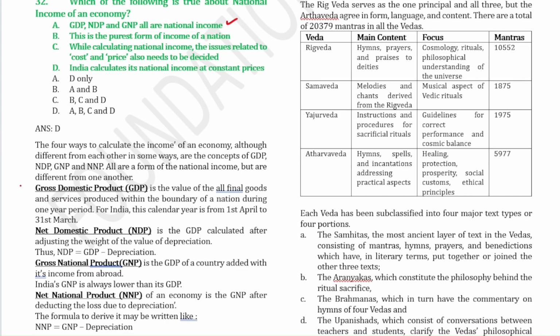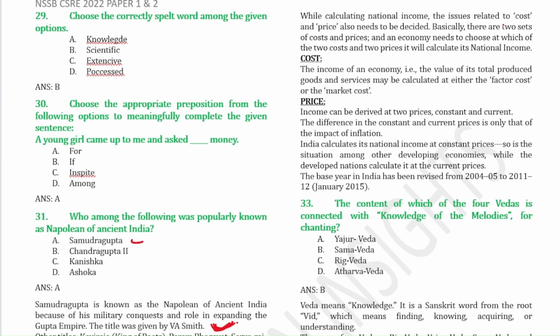So definition of GDP, and then NDP, GNP, and NNP you can go through. While calculating the national income, the issues related to cost and price also need to be decided. So the other statement is also correct. Cost and price. So you can go through these points, okay?